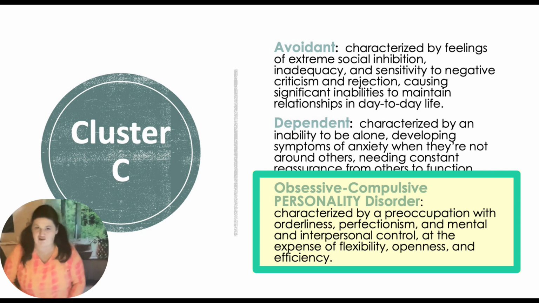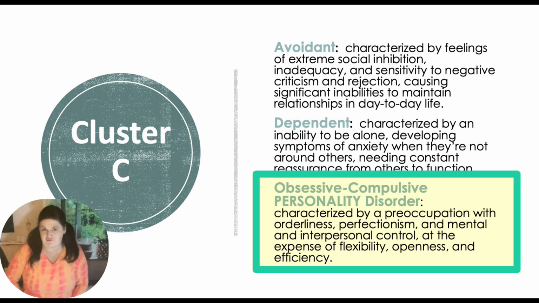Now, we've talked about OCD, obsessive compulsive disorder, but what about OCPD, which is obsessive compulsive personality disorder? This is characterized by a preoccupation with, so that's the difference here, right? It's not the intrusive thoughts followed by a compulsion. It's a preoccupation that it's part of who they are. And they think a lot about things like tidiness and order, perfectionism, mental and interpersonal control at the expense of flexibility, openness, and efficiency, right? They are not flexible at all. Very preoccupied with everything being orderly and the way they want it.